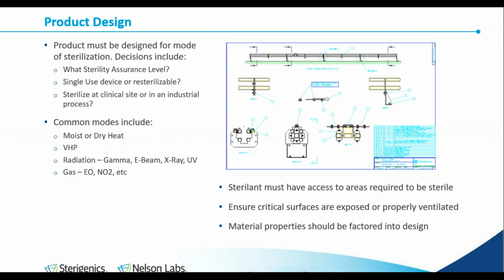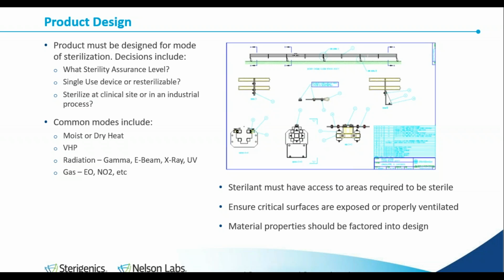You could look at vapor hydrogen peroxide. Radiation, a variety of different types of radiation can be used depending on what we're trying to sterilize. And gas processes such as ethylene oxide and nitrogen dioxide are also available. So there's a full array of different processes you need to consider really early in the process because it'll inform your decisions on the actual design of the product and delivery device.